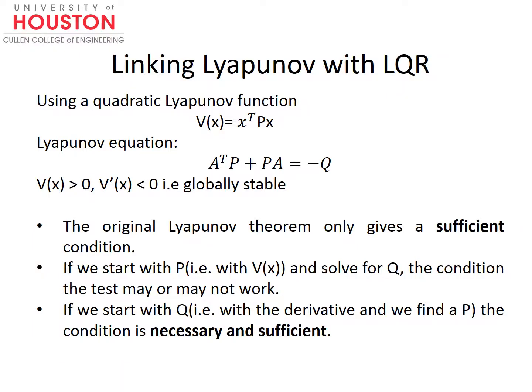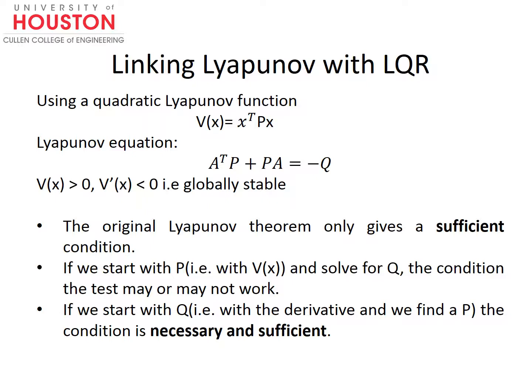Linking Lyapunov function with linear quadratic regulator. Here we are interested in the integral quadratic performance measure for any fixed equilibrium point of a system. That is, the Lyapunov function V serves as an upper bound on the integral quadratic cost. The Lyapunov function V of x equals x transpose P x. Here P is symmetric positive definite matrix.